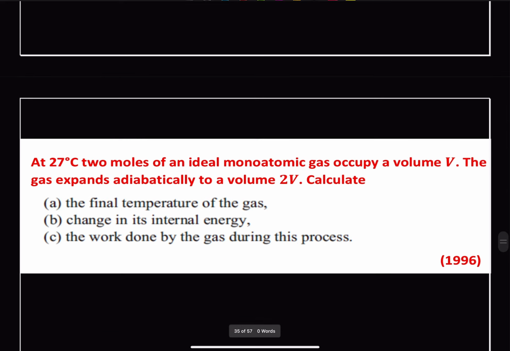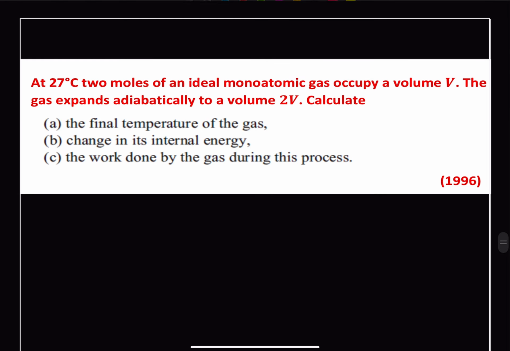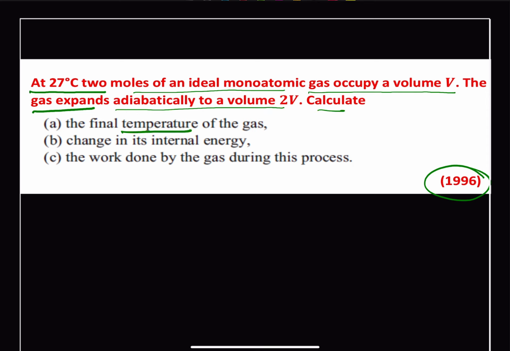Next question. It was asked in the year 1996, and it states that at 27 degrees centigrade, 2 moles of ideal monoatomic gas occupy a volume V. The gas expands adiabatically to a volume 2V. Calculate the final temperature of the gas, the change in its internal energy, and the work done by the gas during this process. So here we are given the initial temperature.